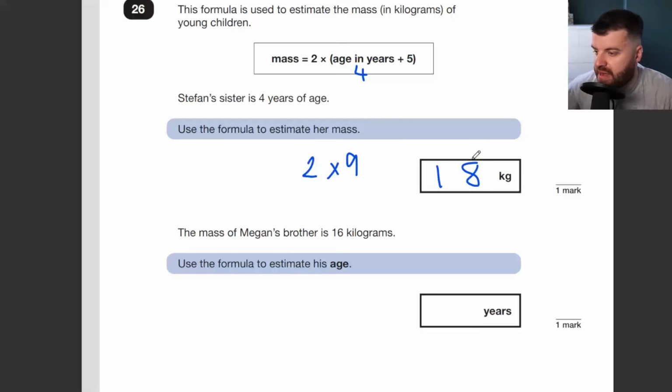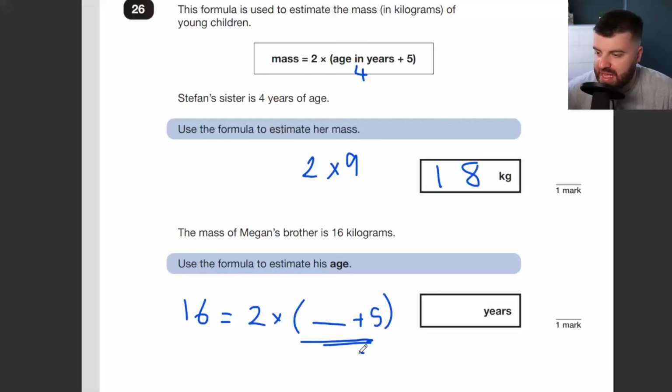Now we're going to have to work backwards. The mass of Megan's brother is 16 kilograms. So we now have to work out her age. 16 equals 2 times something, which is her age, plus 5. Now we know that 2 times this answer here has to be 8, because 2 times 8 is 16. So how can I make this answer 8? We put in a 3 here. And the answer is 3 years old.